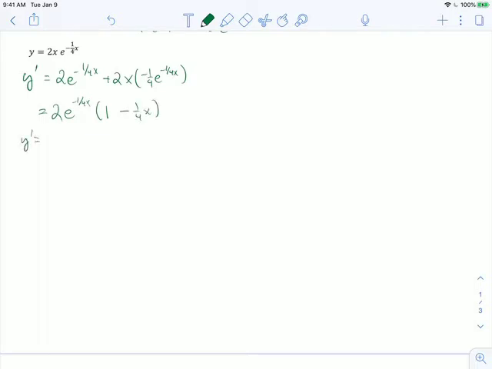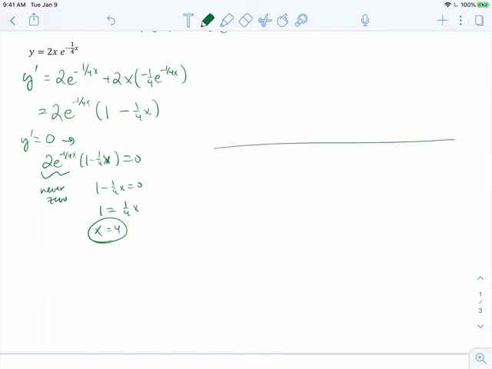So to find the critical points, I'm going to set y prime equal to 0. And so what I find is, well, an exponential function is never 0. So I'm only worried about 1 minus 1/4 x equal to 0. 1 equals 1/4 x, multiplied by 4, I get x equal 4. That's my only critical point in this problem. So my number line, all I'd have to do is plot 4.